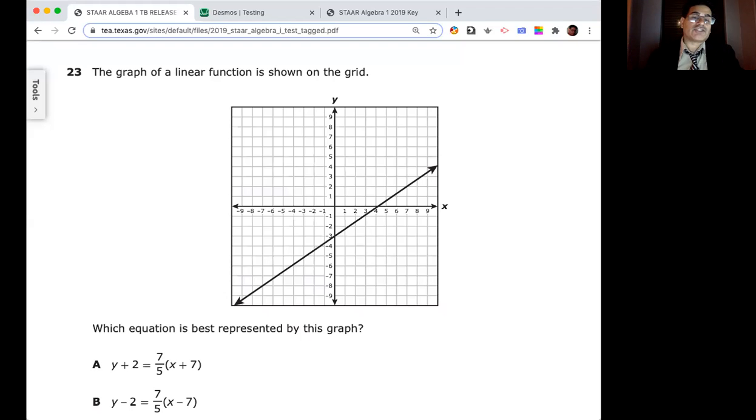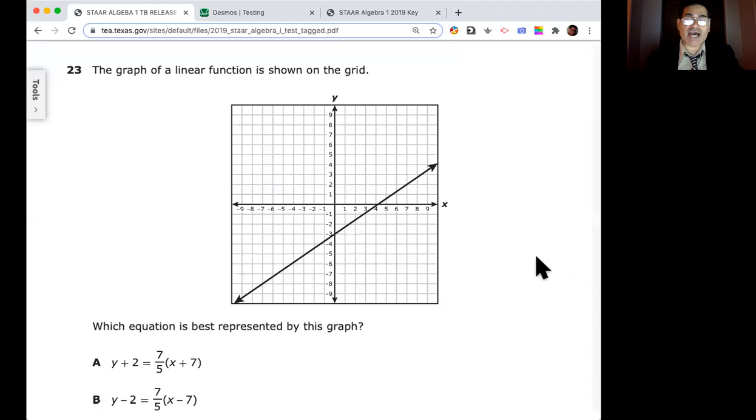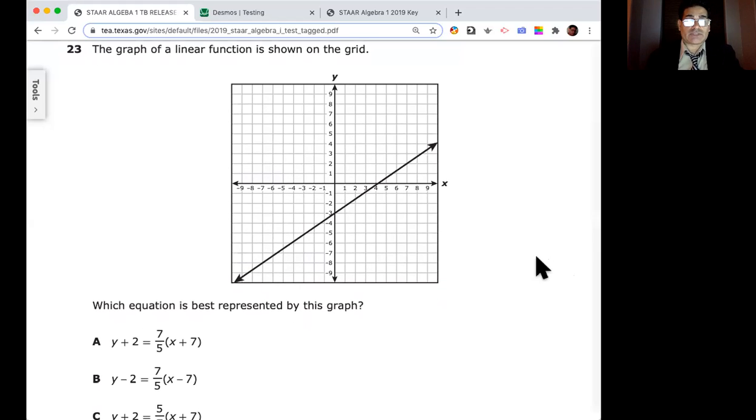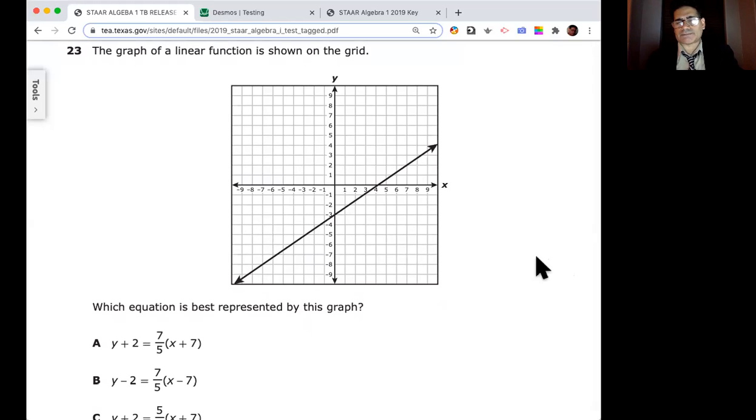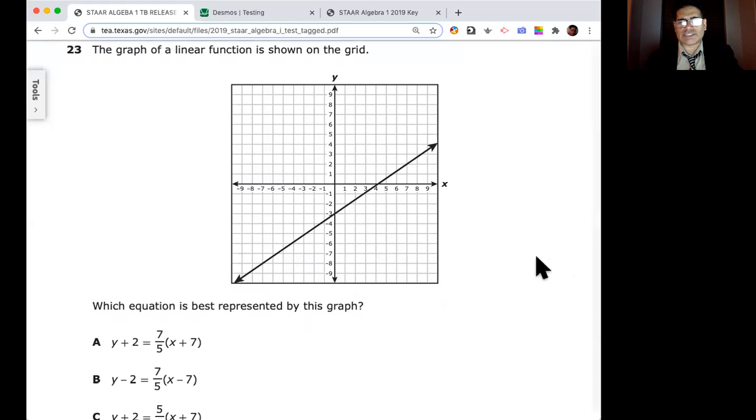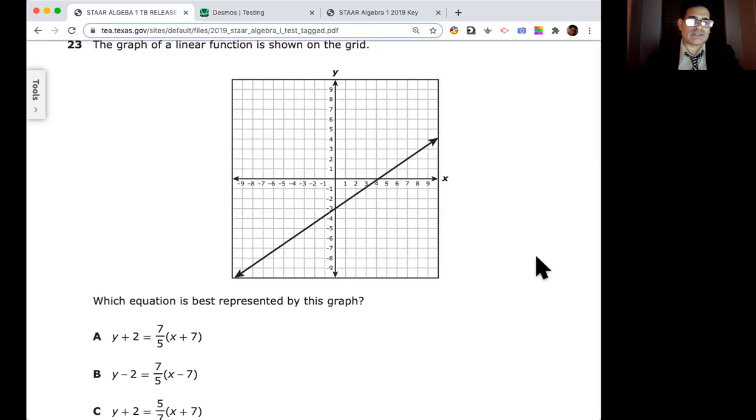The graph of a linear function is shown on the grid. Graphing calculator. Can we use the Desmos? We certainly can. We're being asked for a graph. So this looks like it's about, yeah, it's standard slope formula because it looks like y equals mx plus b.